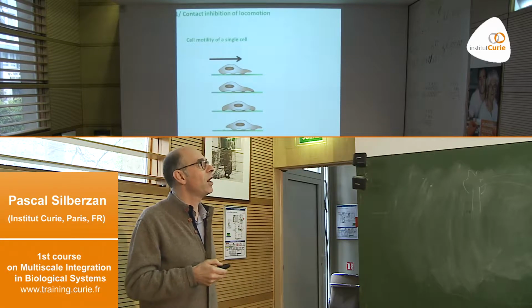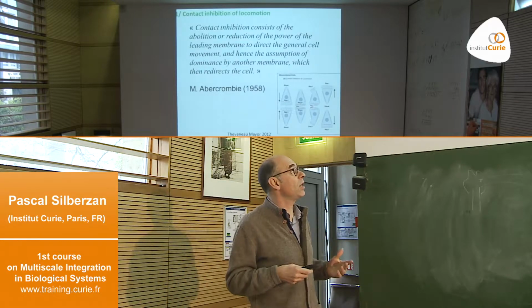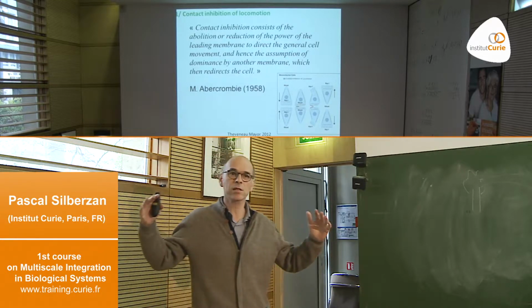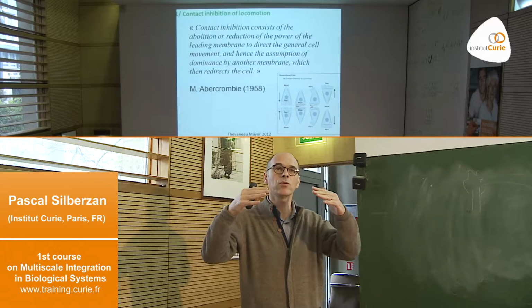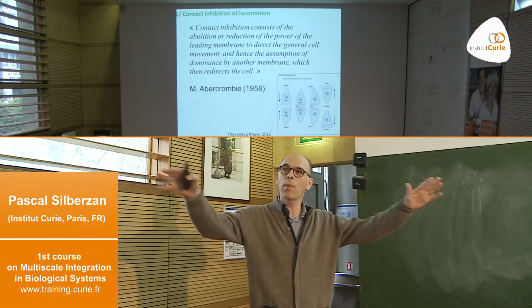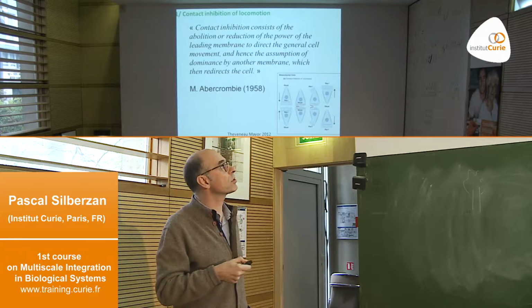Here it is. The question is, what happens when you have many cells? With a few cells, it's okay. We sort of know that. Two cells colliding one into the other will just stop there and then go back in opposite directions. That has been known for a long time.